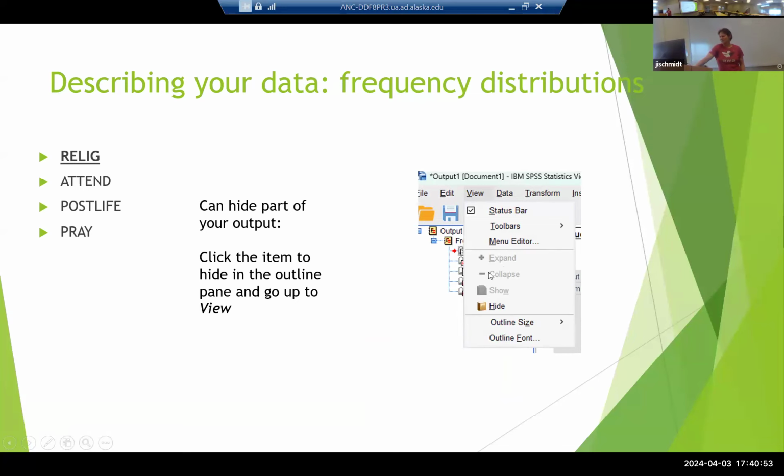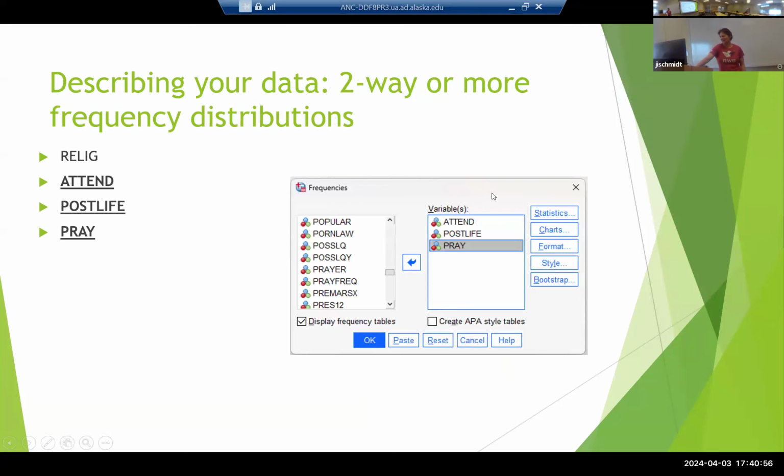And then, you can hide variables. That's not really important. If you needed to do many different variables at one time, you don't have to sit there and do each individual frequency. You can add all the variables that you want at one time, and you'll get how many people said attended church, the categories for that. How many people believe in a post afterlife? You'll get the frequency for that. So it'll separate them out for you. So you can do multiple variables at one time. It won't combine them, but you can do many of them separately. Okay.